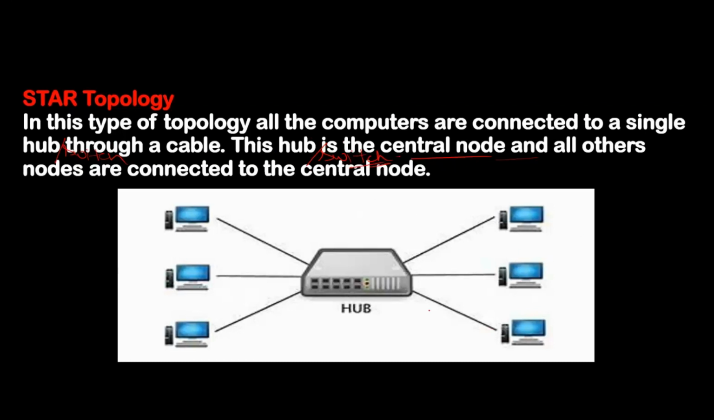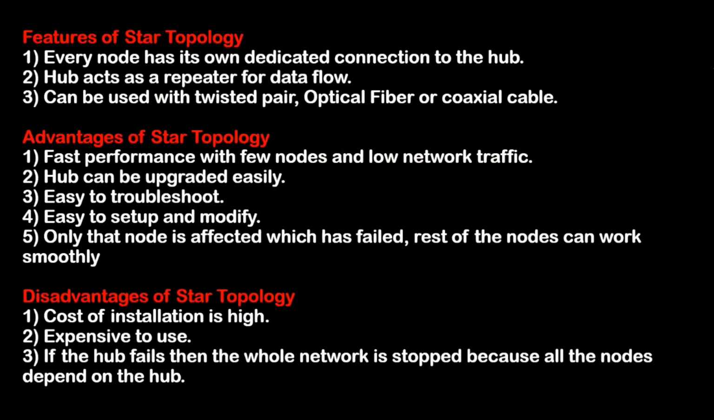In this picture, you can see that if you want to create a network, just create it using a central device, which can be your hub or your switch. Just connect a hub or switch and then connect each device to that hub or switch. So this topology will be star topology. The feature of star topology is that every node has its own dedicated connection to the hub. Means no node is dependent on any other node or device. And the hub acts like a repeater for data flow, so you don't need to connect any other repeater.